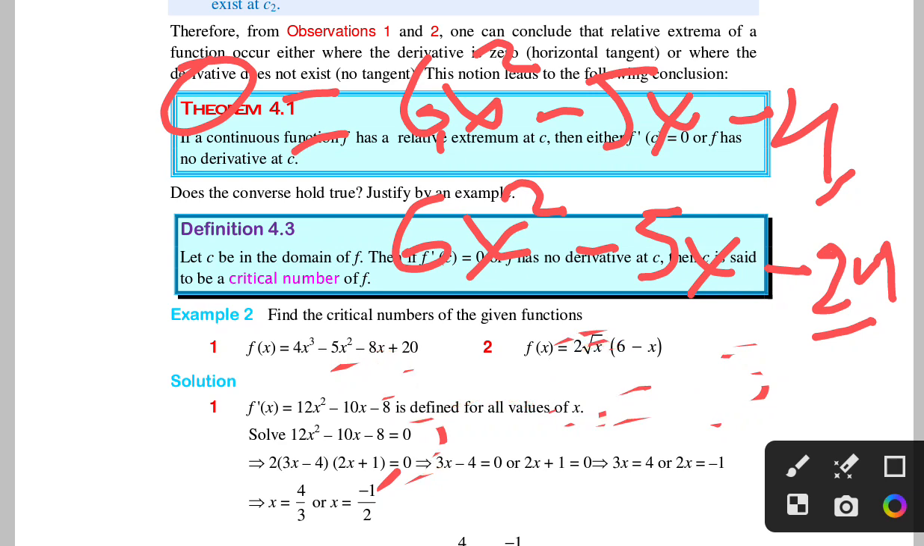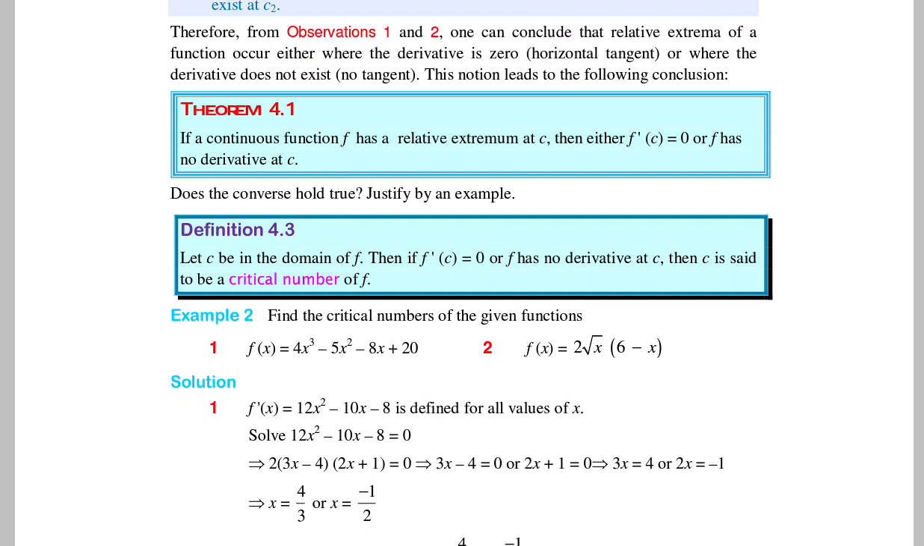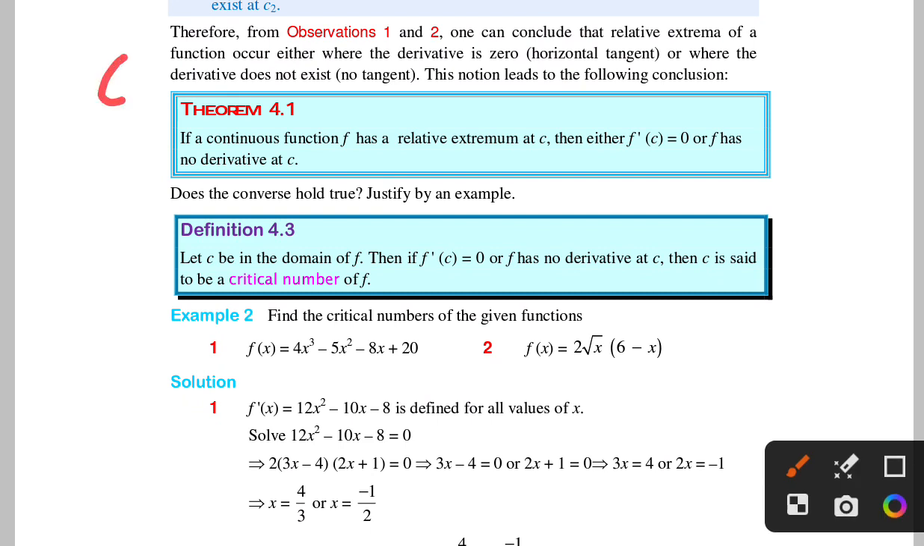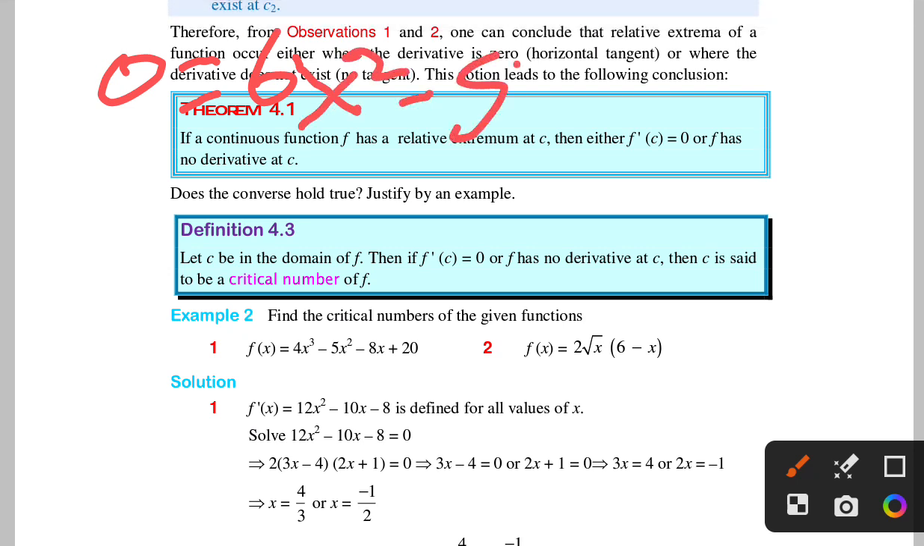Okay, 6. Let me rewrite everything in a reason. 0 equal to 6x square minus 5x minus 4.